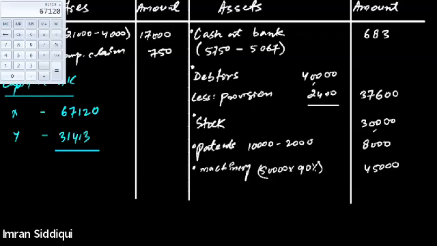67120. So it will be 98533. Right. This is it. Now there is one more thing.